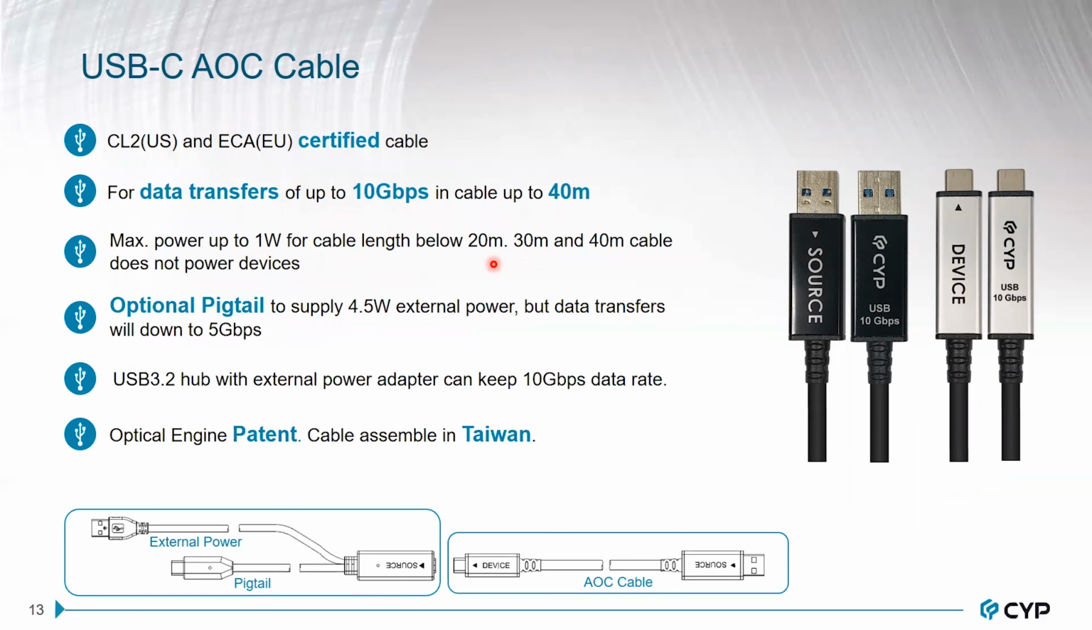If the device is not powered, like the USB camera, in this case the users can choose our optional pigtail, which is a USB hub that supplies power to the AOC cable through external power. But please note that when using the pigtail, the data transfer rate will go down to 5 gigabits. If the users want to keep the 10 gigabits data rate, they can use their own USB 3.2 10 gigabits hub.